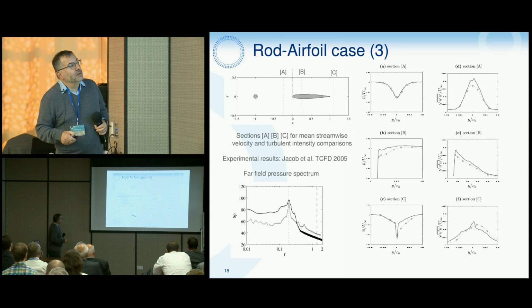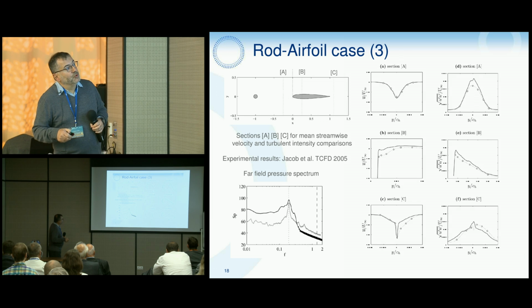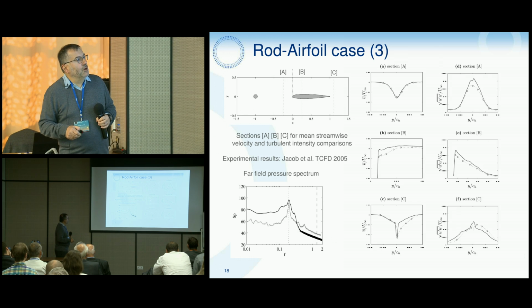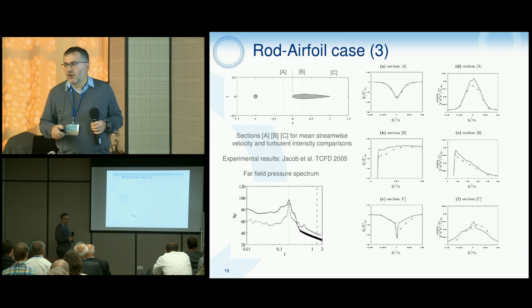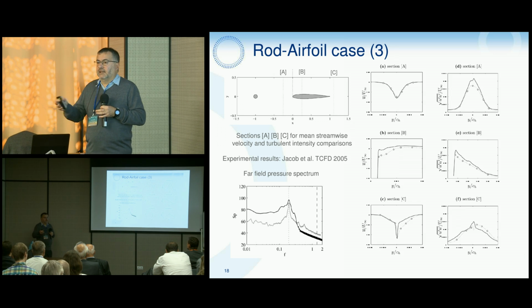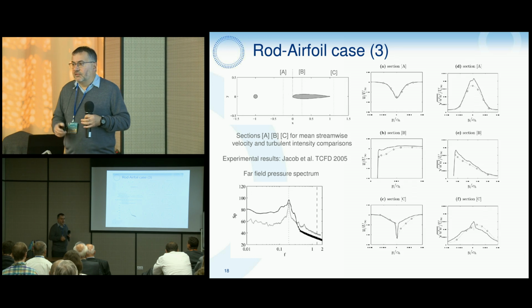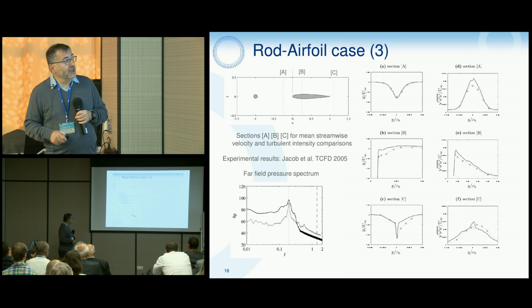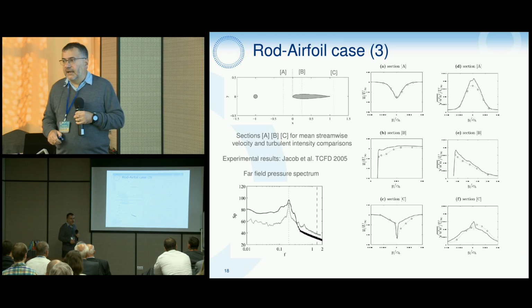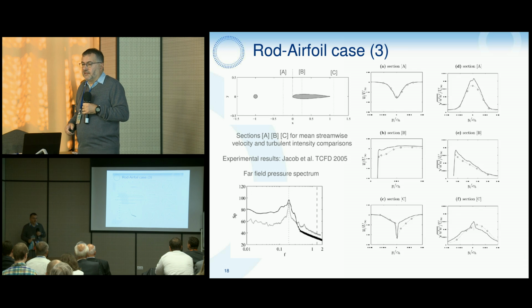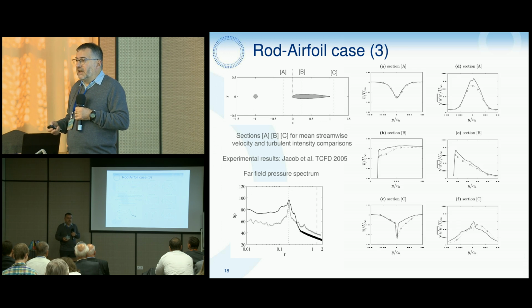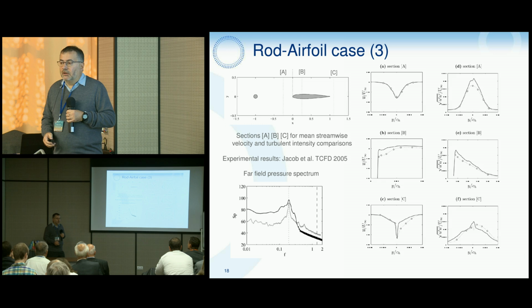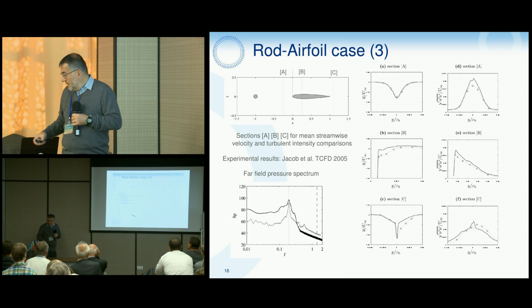I'm not going to talk about all these results. We have here the mean result and the turbulence result. The results are quite good. There are some discrepancies, but Mark Jacob, who made the experiment, told me that there were some problems in the experiment, so some of these discrepancies can be explained. In the far field, we retrieved the far field pressure spectrum, but the results are not very good in the low frequency range. I don't know if it's just because we didn't have a signal long enough to compute the spectrum accurately, or if there is another problem.